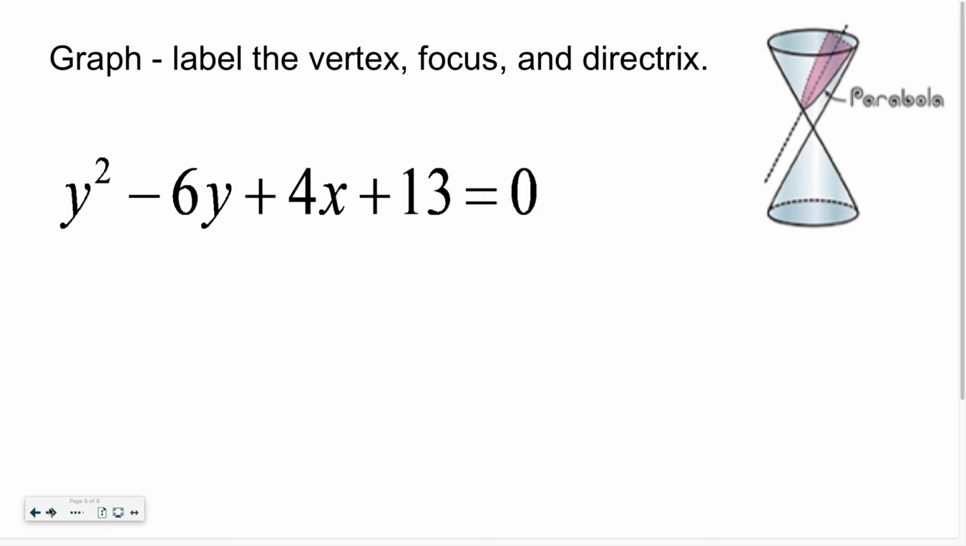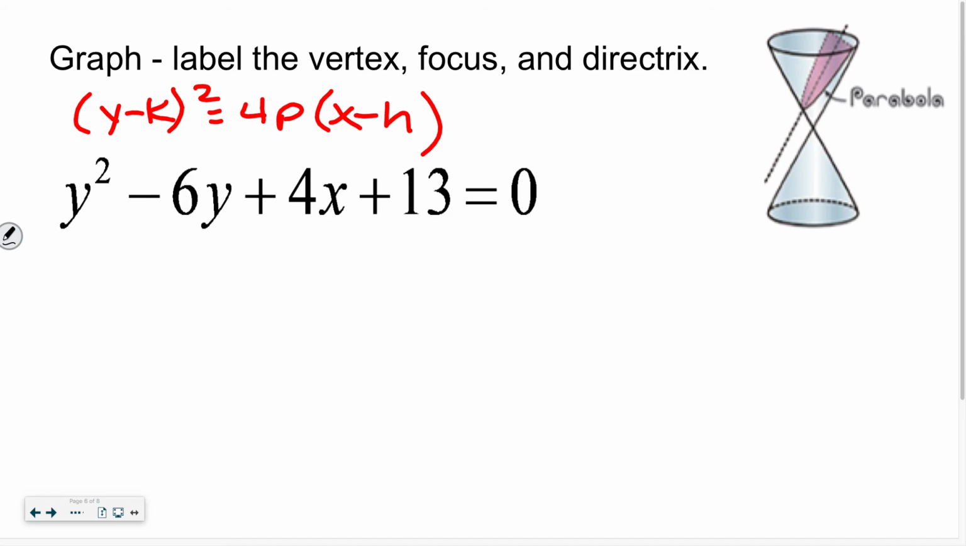Dylan says, complete that square. Okay, so this one, because it has the y squared, we want to make it look like y minus k squared equals 4p times x minus h. Do you at least agree with that? Sure. Okay, so you want to complete the square for y's. You want to keep only the y terms on the left. Y squared minus 6y. We'll complete the square momentarily. And then you want to move everything that isn't y to the other side. So negative 4x minus 13.